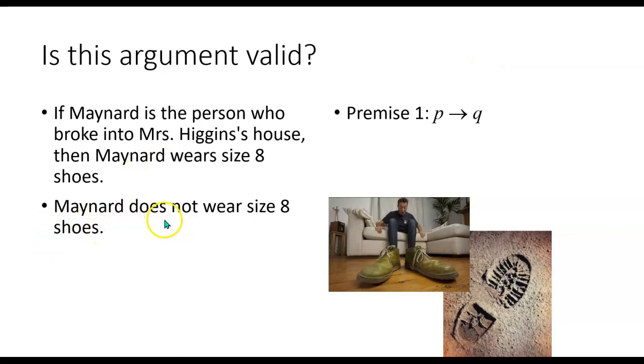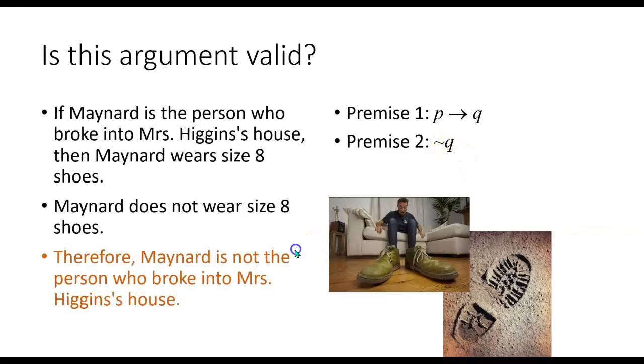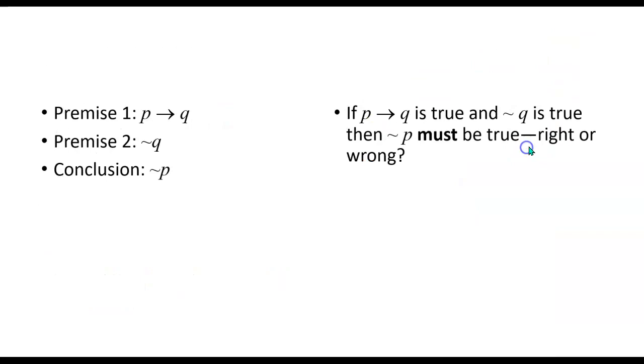Premise 2 is that Maynard does not wear size 8 shoes. So we had Q standing for Maynard wears size 8 shoes. This would be the negation of that, not Q. And then our conclusion, therefore, Maynard is not the person who broke into Mrs. Higgins' house, would be not P, because we had P standing for Maynard is the person who broke into Mrs. Higgins' house. So there's our argument in symbolic form. If P, then Q, not Q, therefore not P.